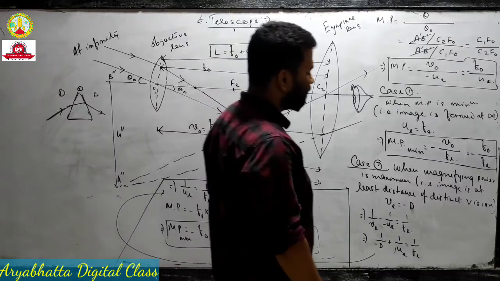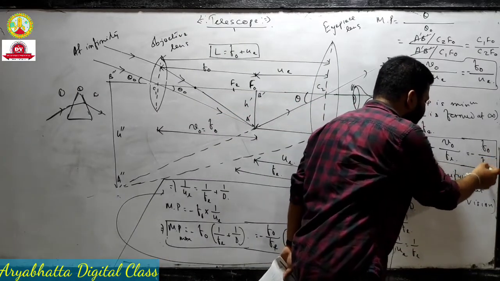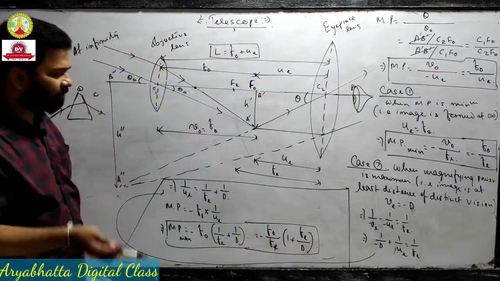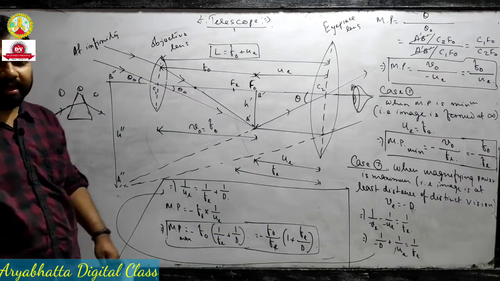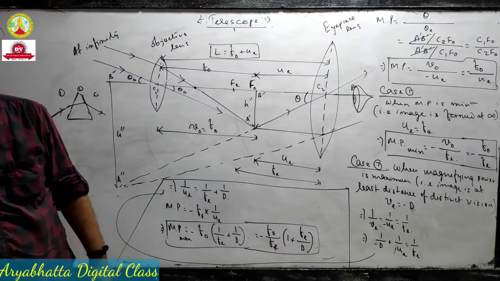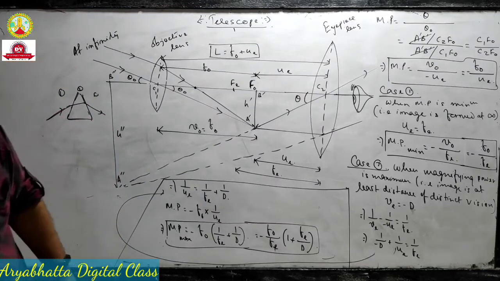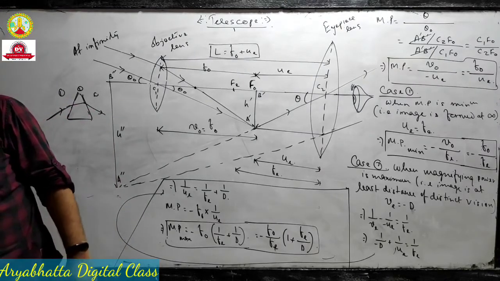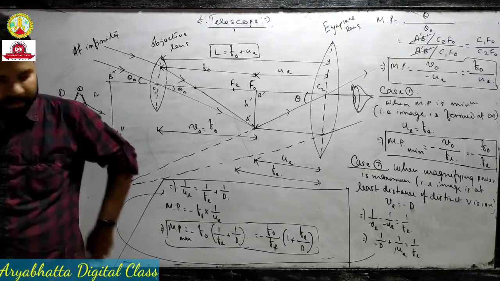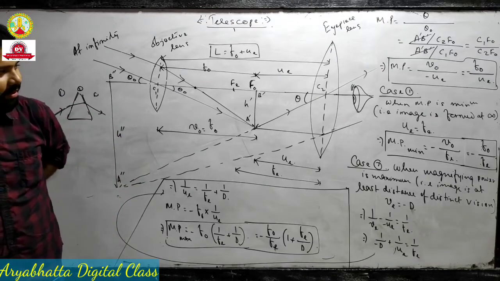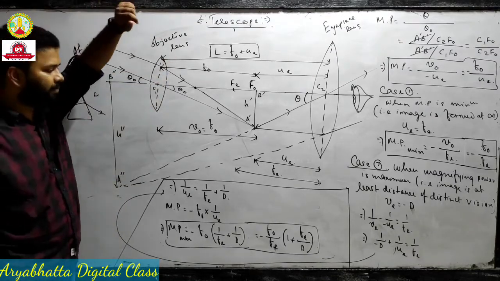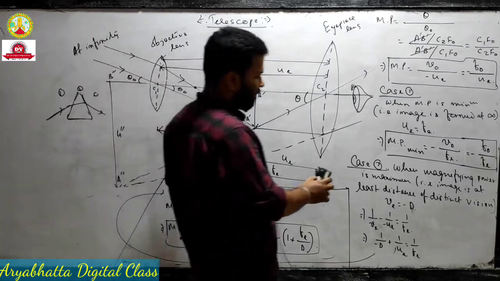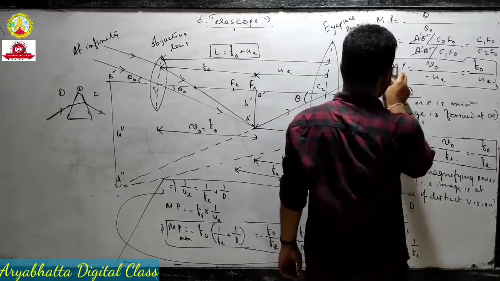And for minimum, the formula is only minus of F naught by Fe. For maximum, it is minus of F naught by Fe into 1 plus Fe divided by D. Okay? So this is the formula for telescope. Next one, what is the formula for length of the telescope? So now we will go for length of the telescope.